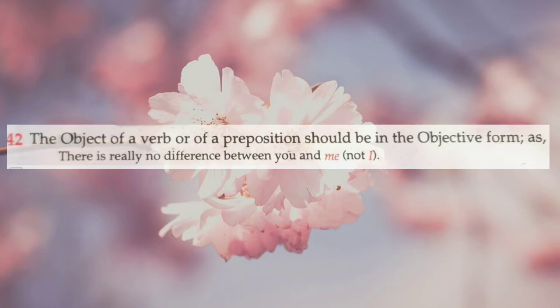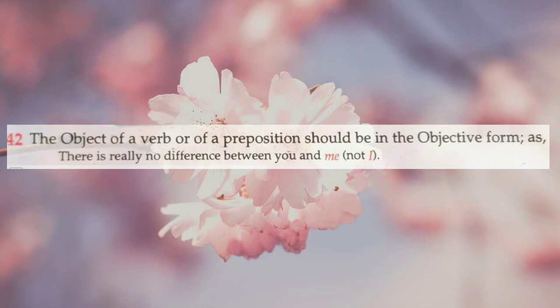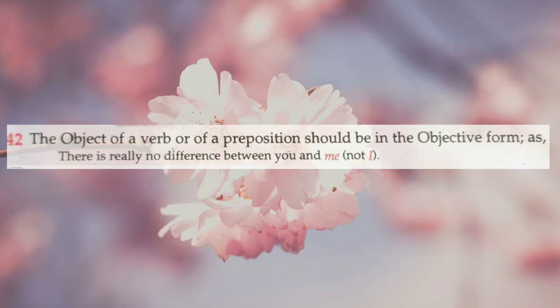Rule number 42 says the object of a verb or of a preposition should be in the objective case. As for example, there is really no difference between you and me. Now remember, here me is in the place of object. So anytime when objective forms are required, you must use an object pronoun. Even after a preposition, if you require object pronouns, use object pronouns, and if you require subject pronouns, use subject pronouns. So in this example, after the preposition between, you is a subject pronoun and me is an object pronoun.